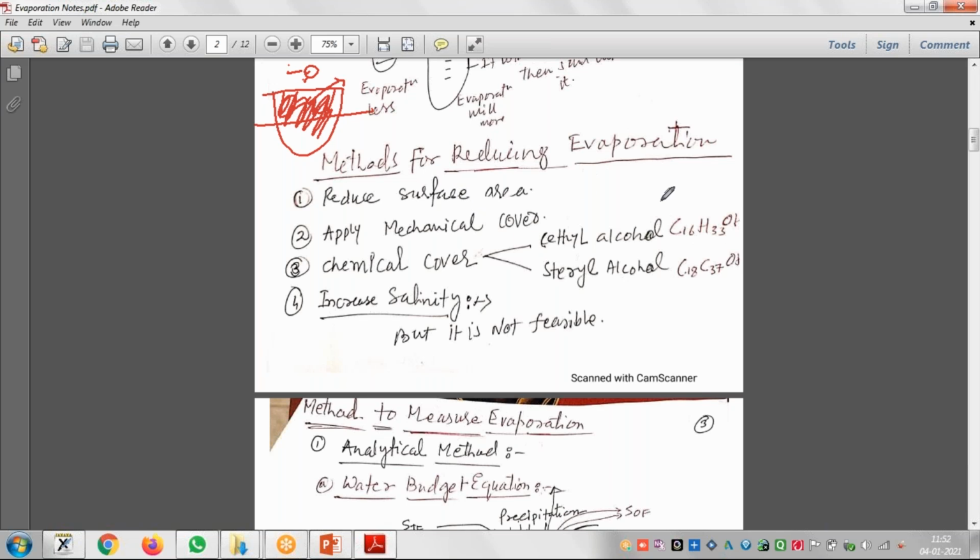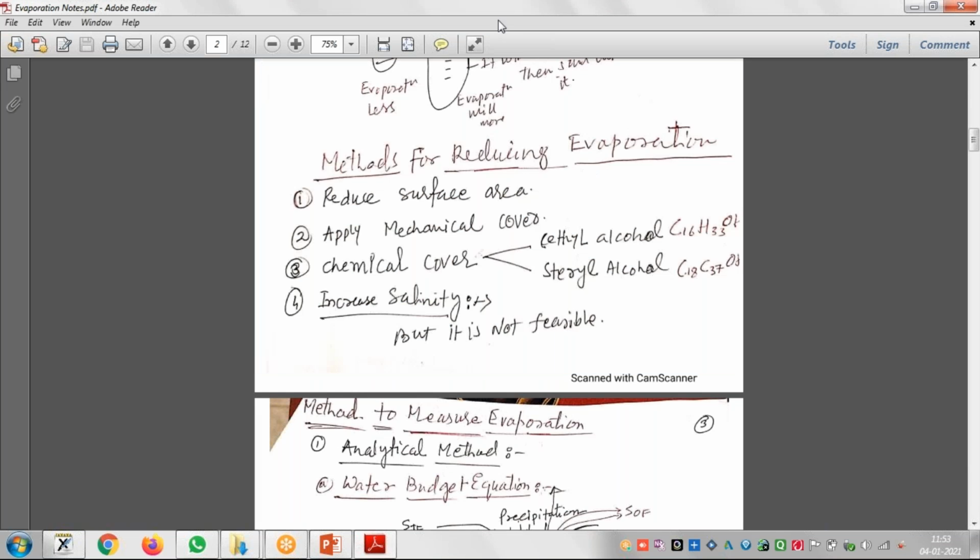First, we can reduce the surface area. If our surface area is large, we can reduce this area and make it deeper. The depth will be more, the surface area will reduce, and the evaporation loss will be less. This is the meaning.